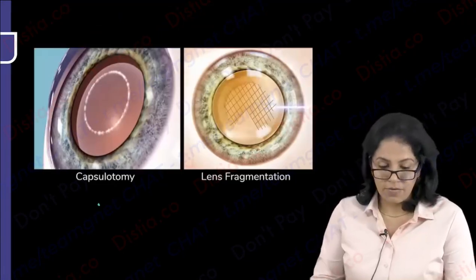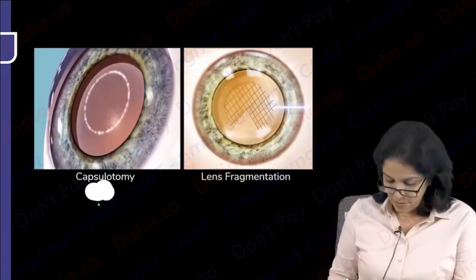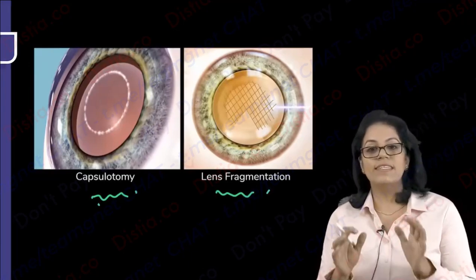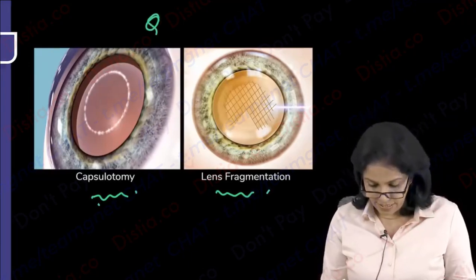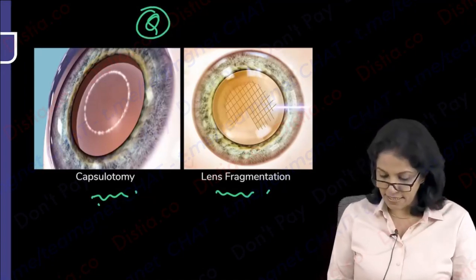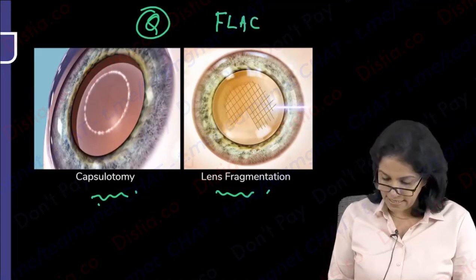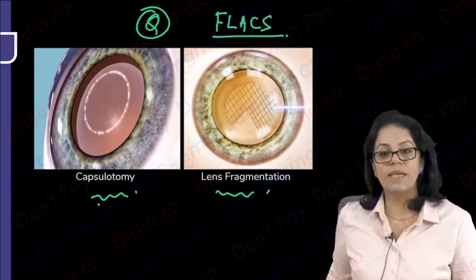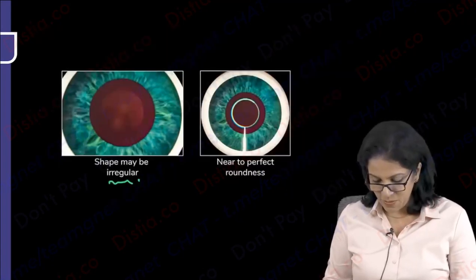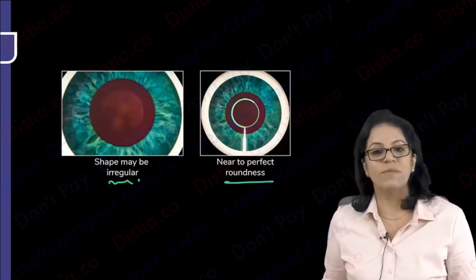Let's have a look. So here what you see is the capsulotomy part done here, right? And this is the lens fragmentation. Actually, this is your examination slide, so please see it very carefully. This was asked: what is the procedure being done? So this is a femto laser assisted cataract extraction. Here we are comparing how a capsulotomy can be irregular, but if it is through the femto, it has to be near perfect round.